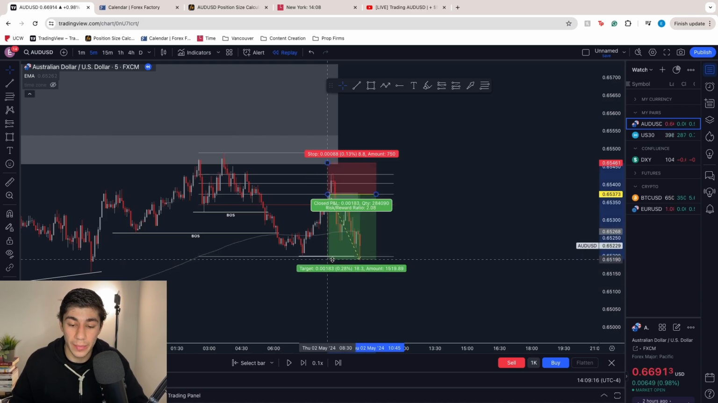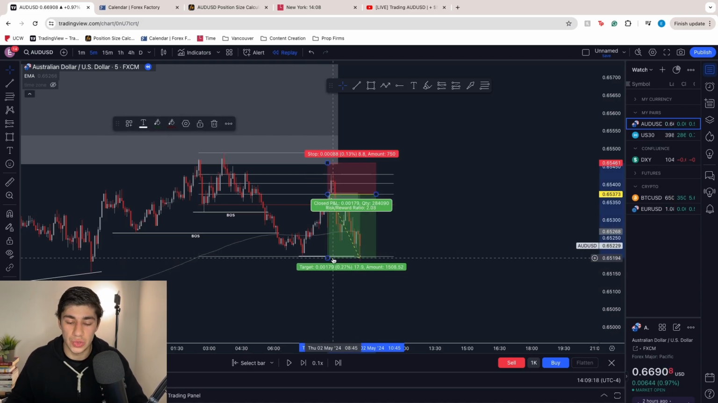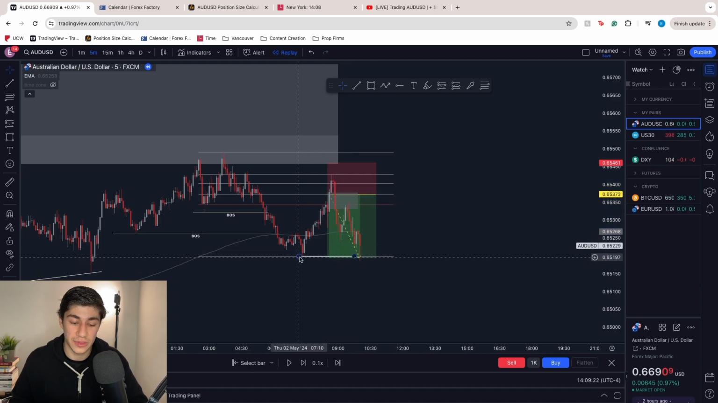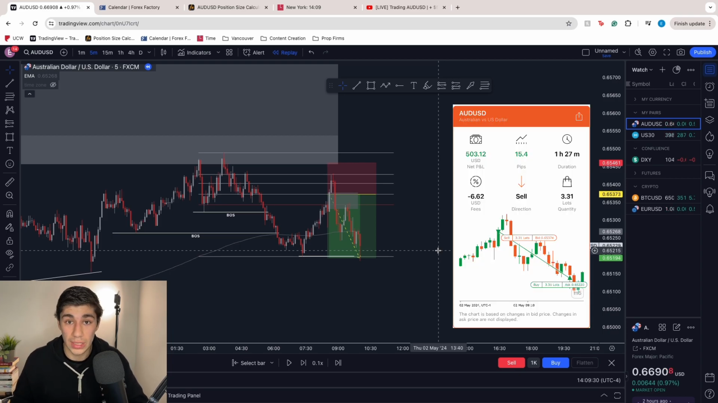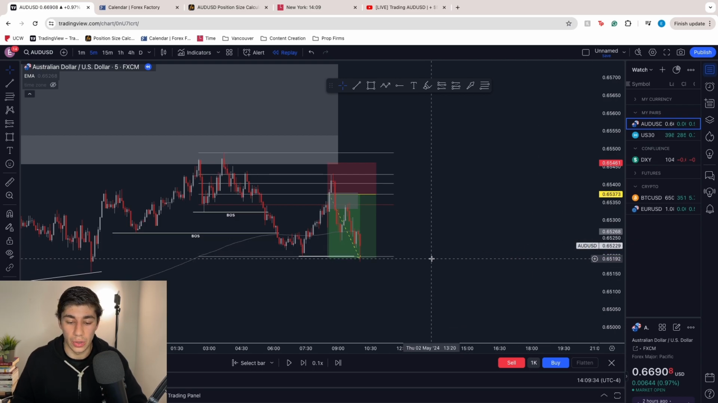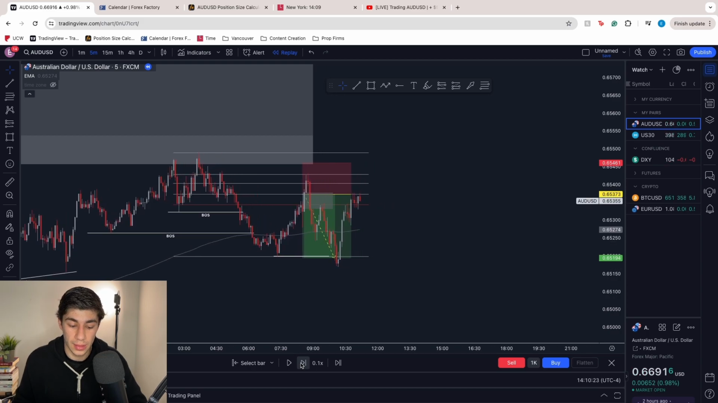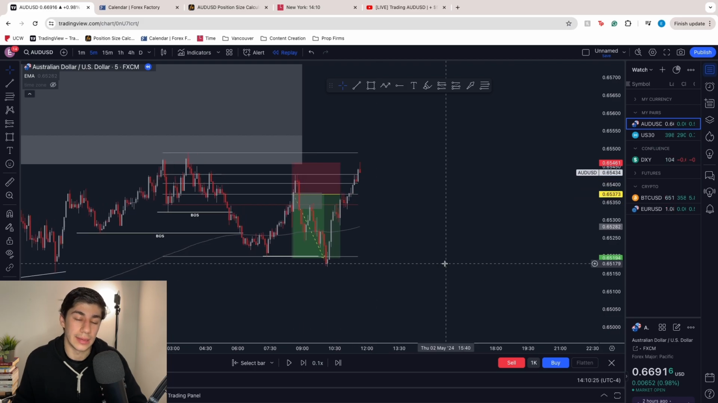So at that moment, I was already at a 1 to 2. So after I saw this rejection, after taking this low, I immediately closed my trade manually for a 1 to 2 risk reward trade. So it was a nice trade as well. If I would have held the trade, this is basically what would have happened. Price literally reversed completely. So it would have been a stop loss.